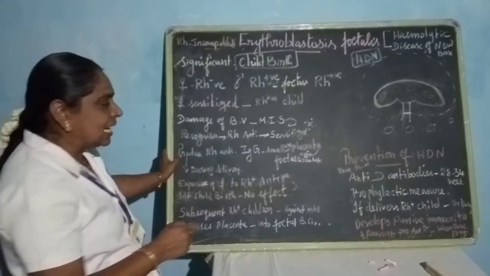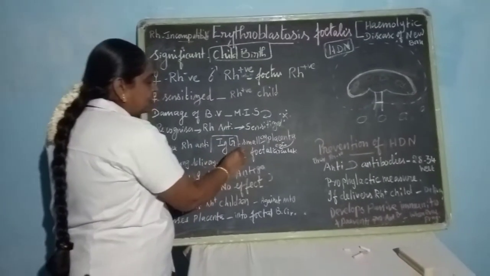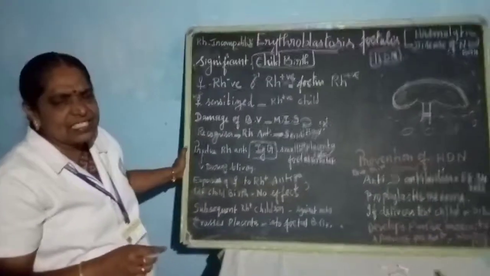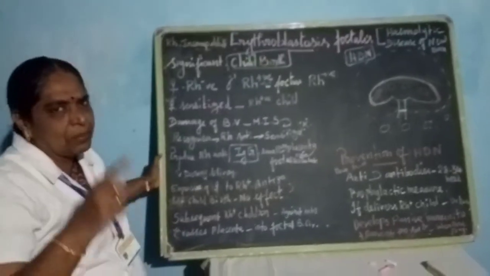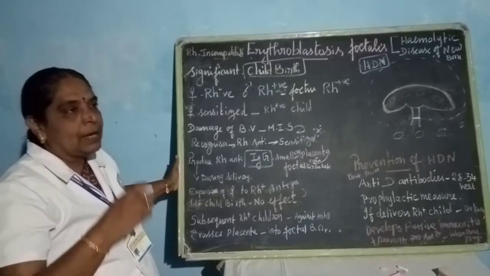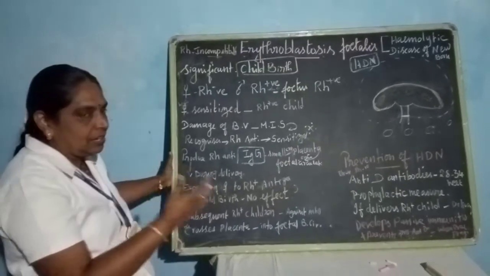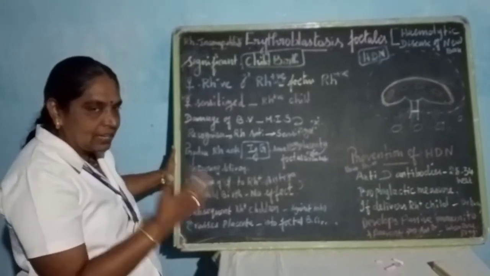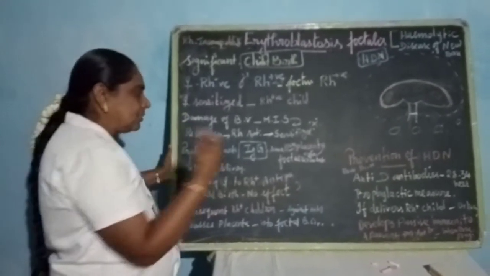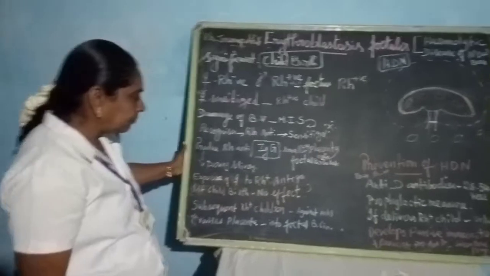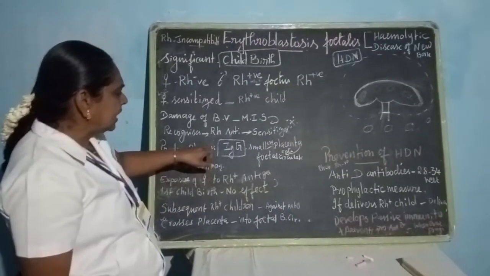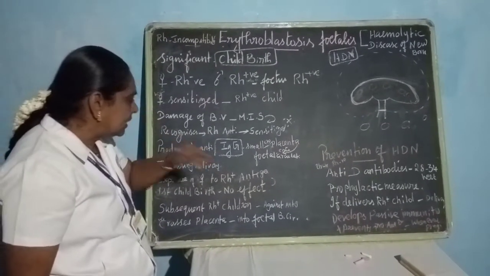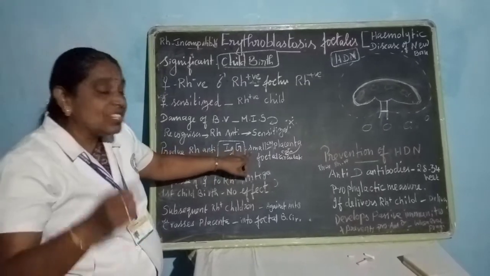That RH antibody is especially IgG. IgG is nothing but immunoglobulin G. There are many types of immunoglobulin: IgA, IgD, IgM, IgE, and so on, named alpha, beta, gamma, delta. G is for gamma. It produces the RH antibody, that is IgG. It is very small.